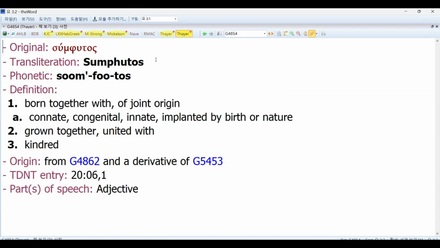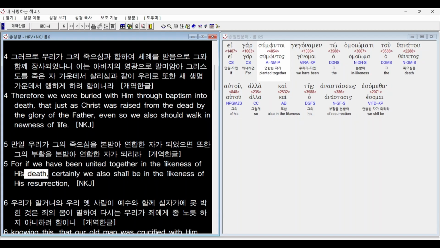When you go to the Thayer dictionary, born together, joint origin, which means Christos Jesus is born inside me. And then grow together. And then united together. The whole process. In the likeness of his death, certainly we also shall be in the likeness of his resurrection. So born of Jesus, crucifixion of Jesus, resurrection of Jesus, I am living in the presence of Christos Jesus in the 7th day. It is a spiritual process happening.